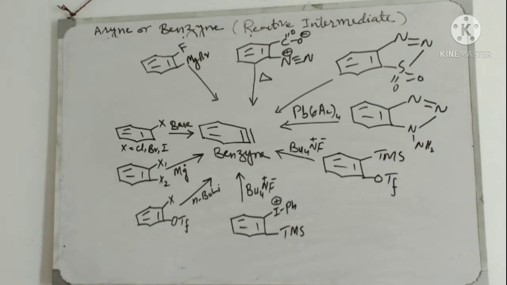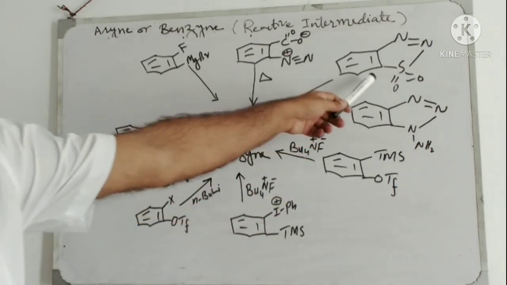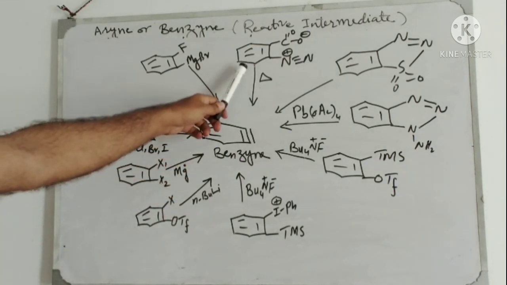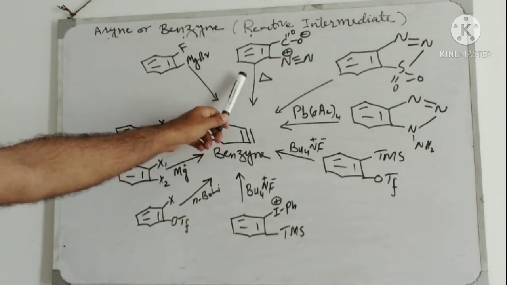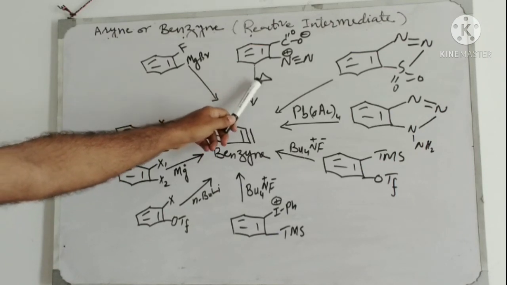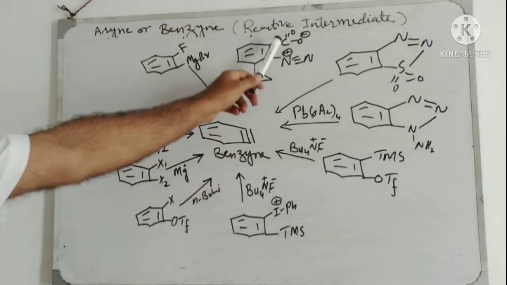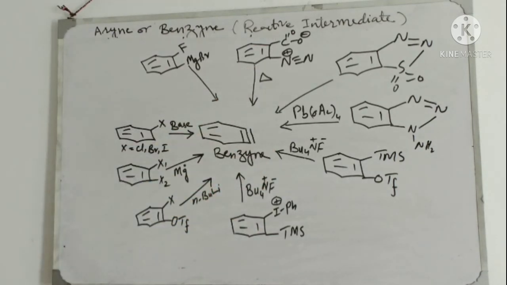So these are the other two methods in which 1-aminobenzotriazole is decomposed to generate the benzyne. This is another method, in which anthranilic acid is used and undergoes reflux or heat to generate the benzyne intermediate with the loss of carbon dioxide and nitrogen gas. So this is a summary of the different methods which we studied for the generation of the benzyne intermediate.